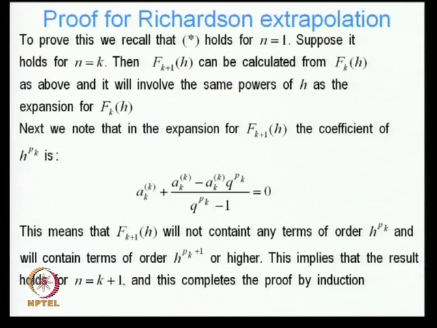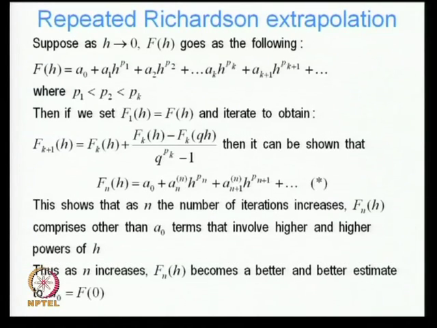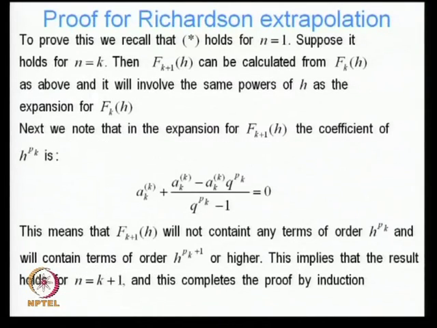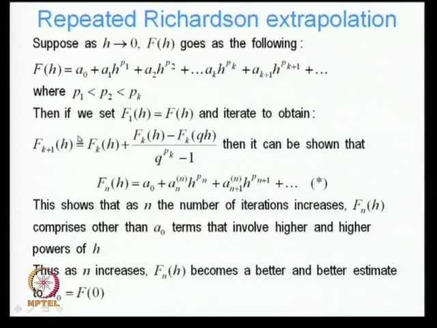How can we prove this? Well, to prove this, we recall that star, meaning this, we said holds for F1. Suppose it holds for n is equal to k, then we can calculate Fk plus 1 of H from Fk of H. We can use this formula.